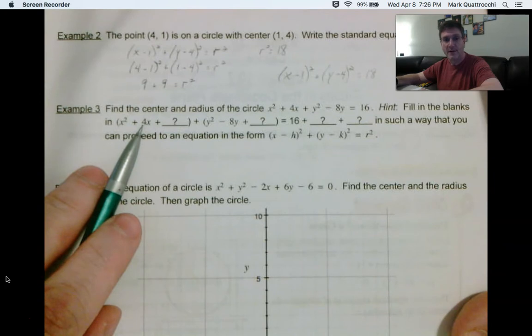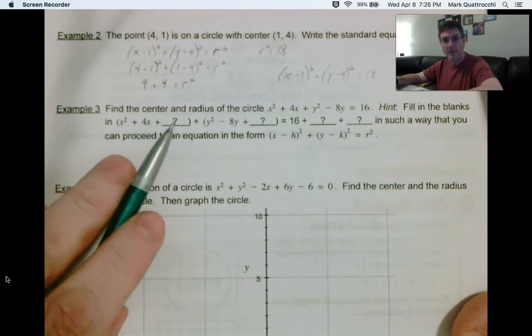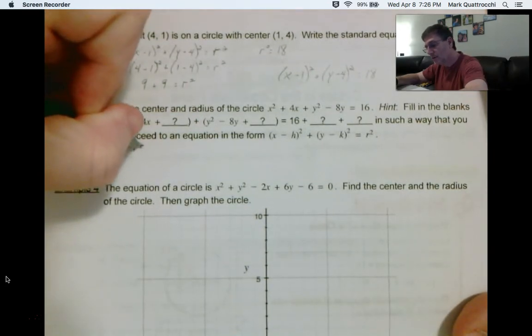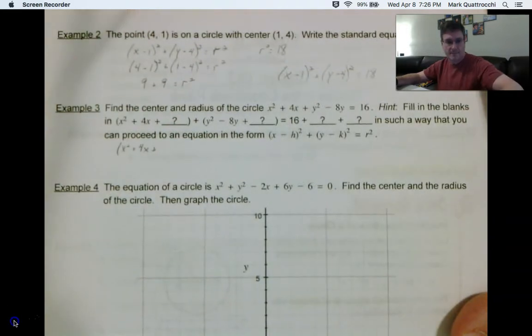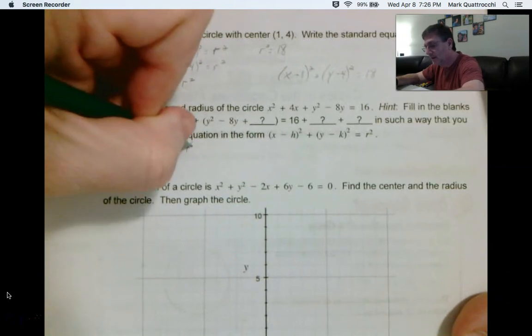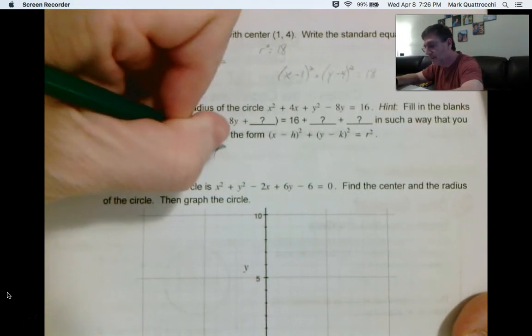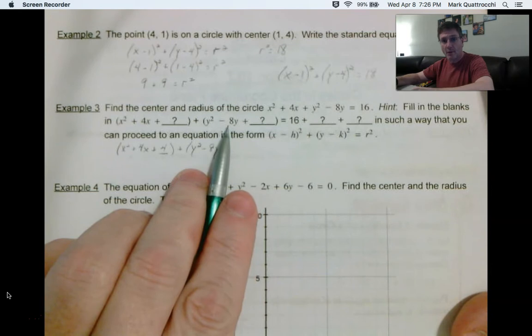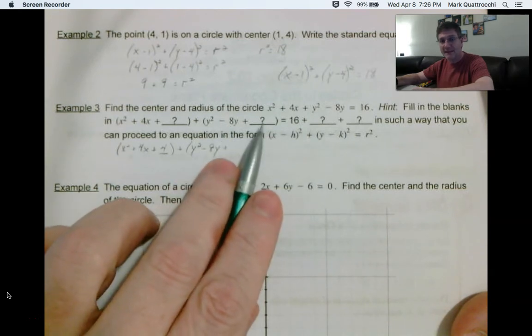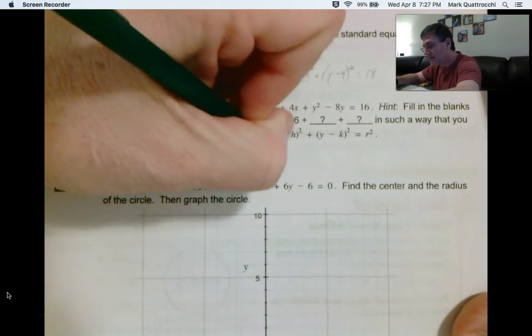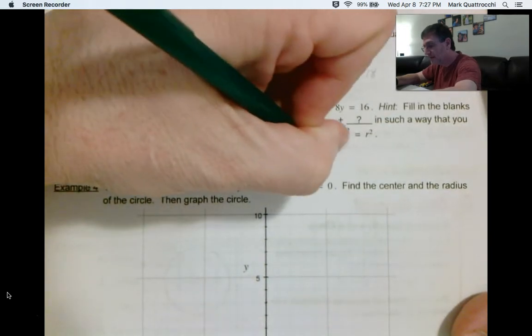So when we take 4 and we divide it by 2, we get 2. And when we square that number, we get 4. x squared plus 4x plus 4. That's what goes into the blank. Plus y squared minus 8y plus, again, take the negative 8, divide it by 2, we get negative 4. Square that and we get 16, and that's what's going into this blank. Not negative 16, but positive 16. It's always a positive number that goes here. Equals 16 plus blank plus blank.